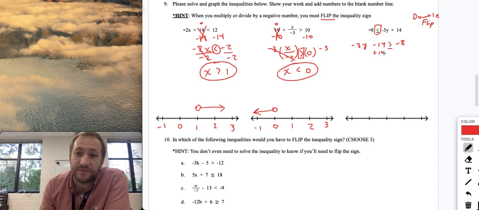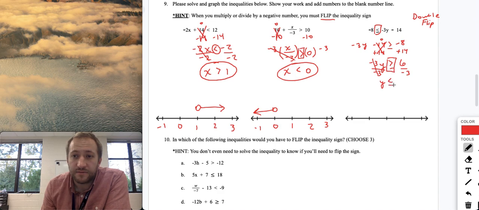I'll eliminate the constant by adding 14 to both sides. That zeroes out. Add 14. So now I'm left with a negative 3y is greater than or equal to negative 8 plus 14. That's just 6. I'm going to go and divide both sides by negative 3 because that's the inverse operation. And look, I'm dividing by a negative number. When I do that, I have to flip the sign. All right, so I'm going to flip it the other way. 6 divided by negative 3, that's negative 2. So now I'm just left with y is less than negative 2.